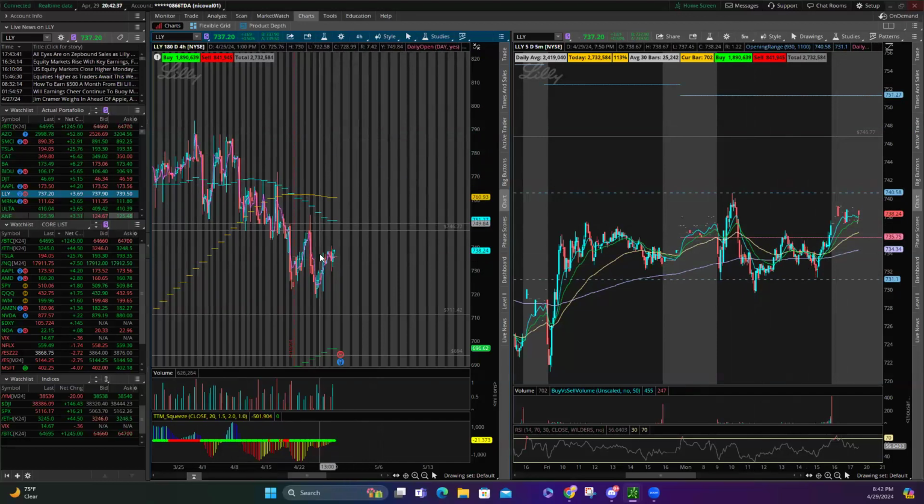So here I can guide myself on where my daily SMAs are, and I'm going to look for Lily to break up and hold above this level here at 752. Let's see if that happens tomorrow.